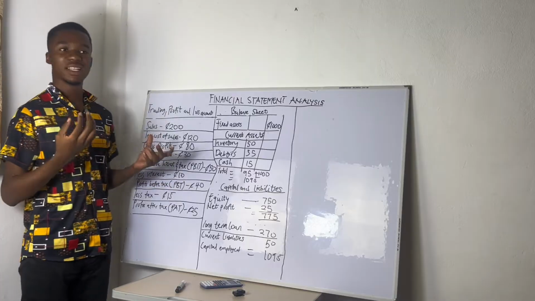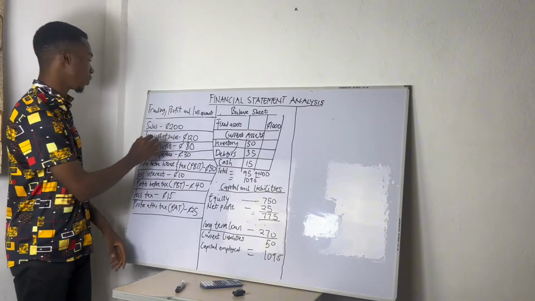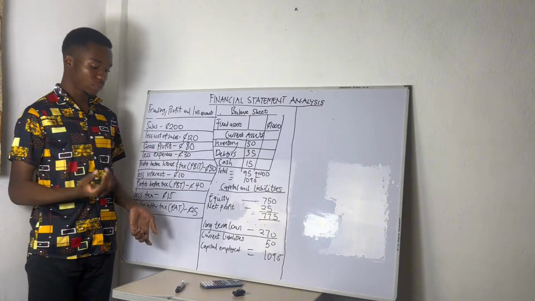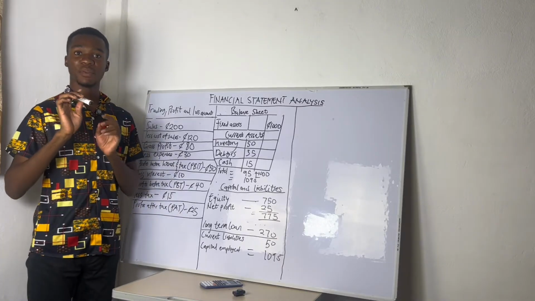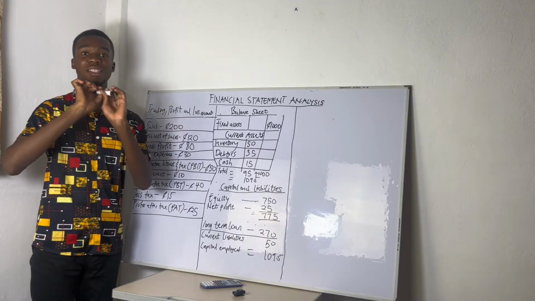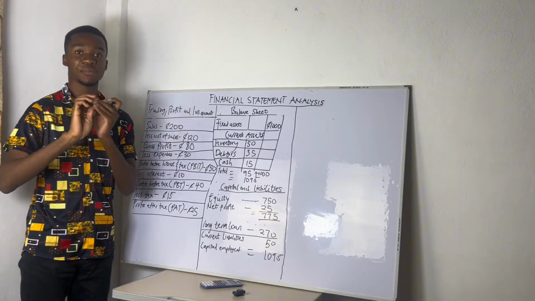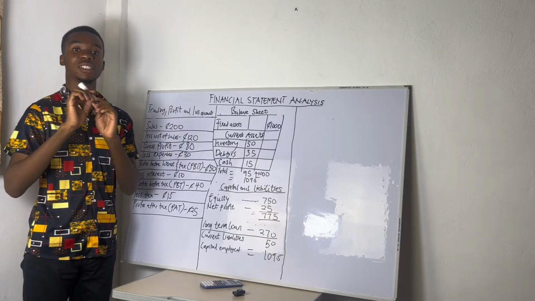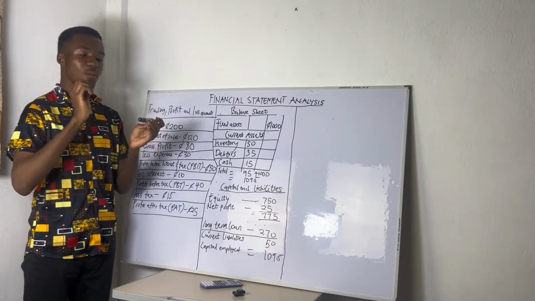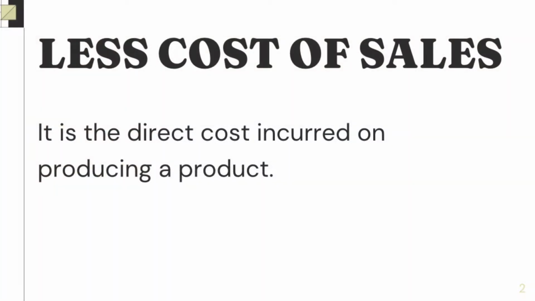So after the sales, the next thing you're going to look at is the less cost of sales. Now, let's say you're producing something like a marker, and your sales was 200 cedis. Let's assume I'm producing just one marker, and this marker is 200 cedis, so they just bought one, so that's 200 cedis. Now, the less cost of sales is how much the cost you incurred on producing this marker alone.